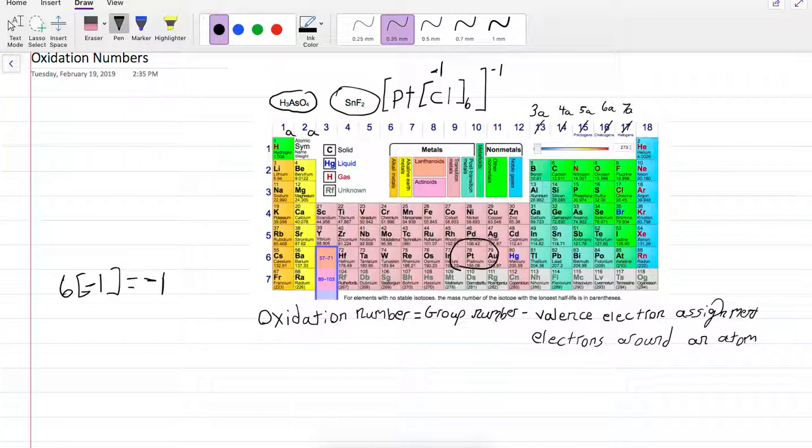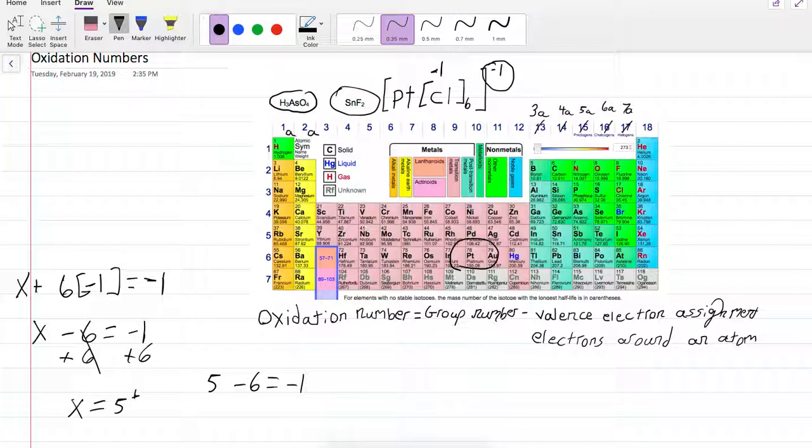We have 1 platinum, so that's going to be x plus 6 times -1 equals -1. That's going to be the same as x minus 6 equals -1. To get rid of the 6 and isolate x, you add 6 to each side. The 6's over here cancel, and you wind up with x equals positive 5. Now if you add that back up, 5 minus 6 equals -1. That is the same charge that we originally started with. And that is how you find oxidation numbers for various atoms.